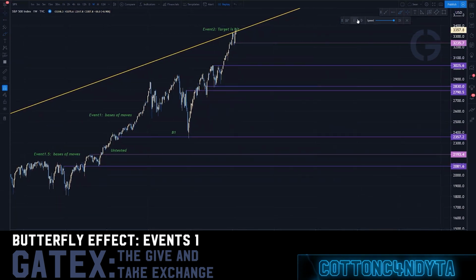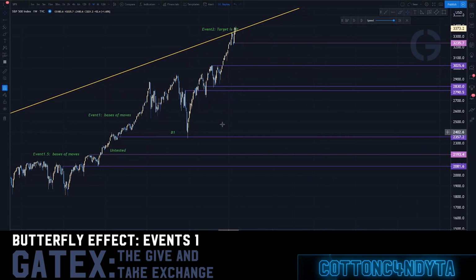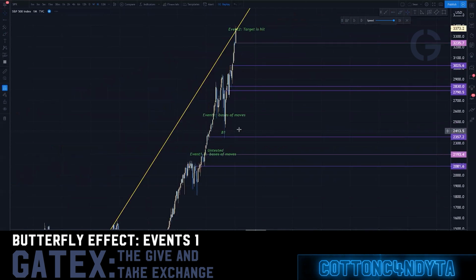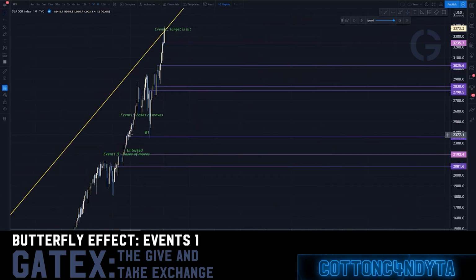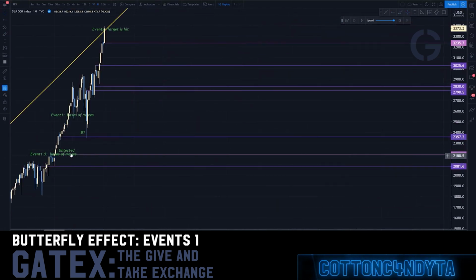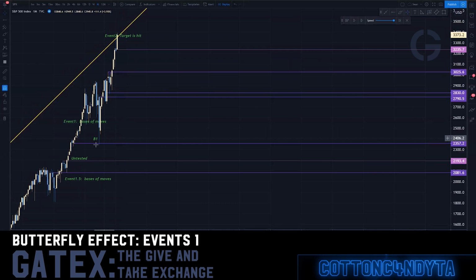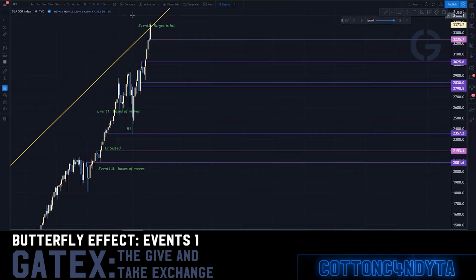Right, target is hit, different type of event. So now you've got this scenario where you're saying, okay, well, if target is hit, what does that mean for this chart, right? Well, it means that you're going after your next untested move, right? So you've got event 1.5 here, you've got an untested level here. This can no longer hit the ladder once a target is hit, right?